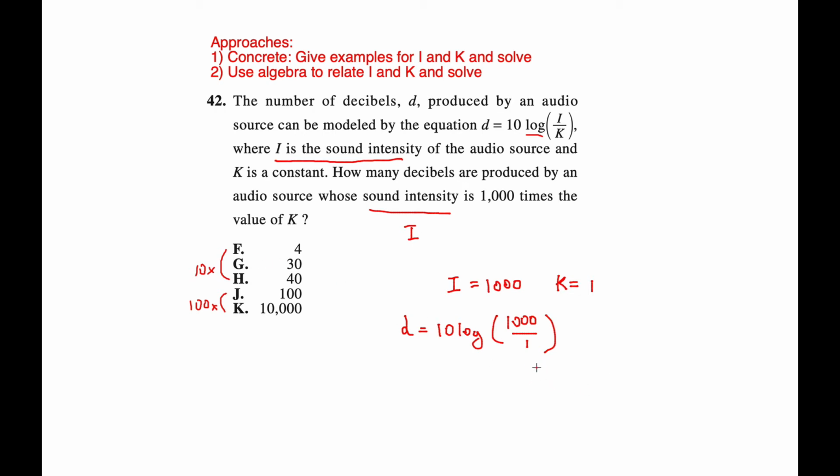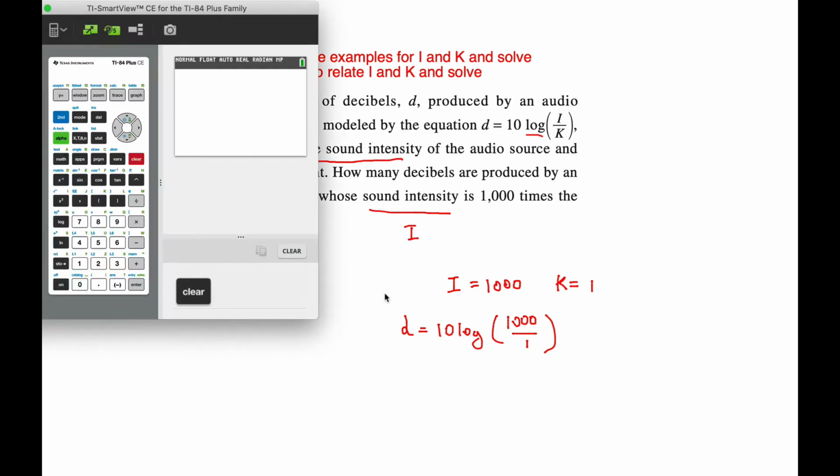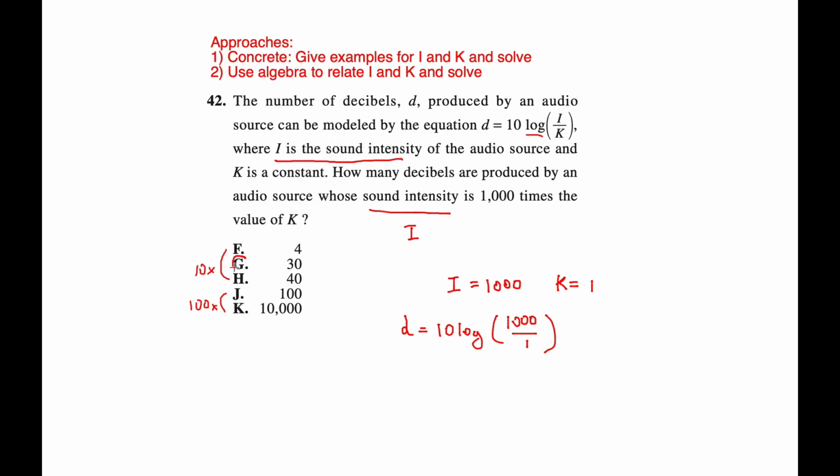If we're not as comfortable with logs, we can also enter this expression into our calculator. And we do 10 times log of 1,000, and then just press enter, and it simplifies it for us, so we get 30 again. And as a brief note here, we chose 1 for K, but we could have chosen any two values that satisfy that initial relationship where I is 1,000 times K. For example, if we had decided to choose K equals 2, then I would be 2,000.